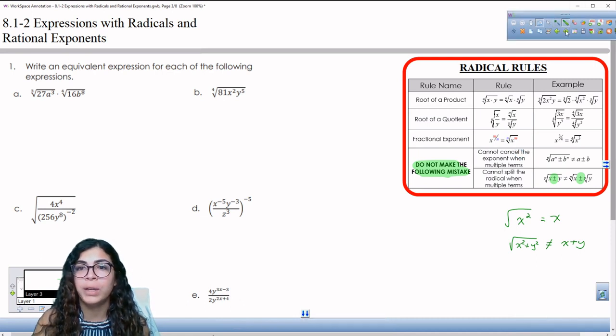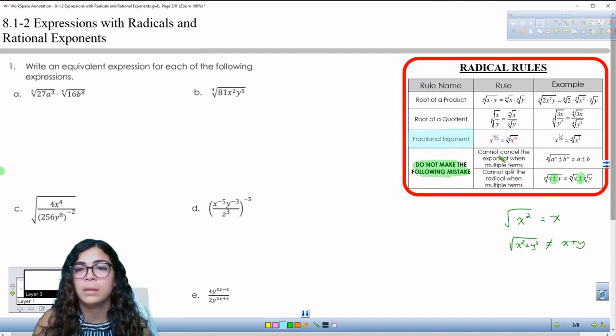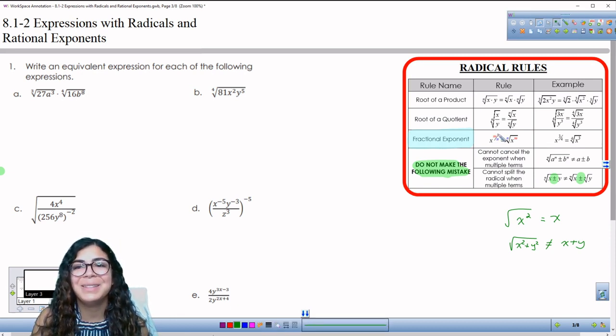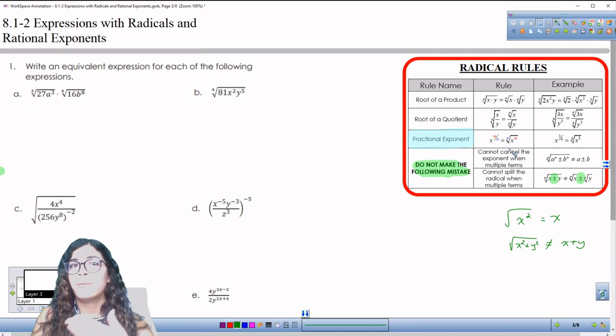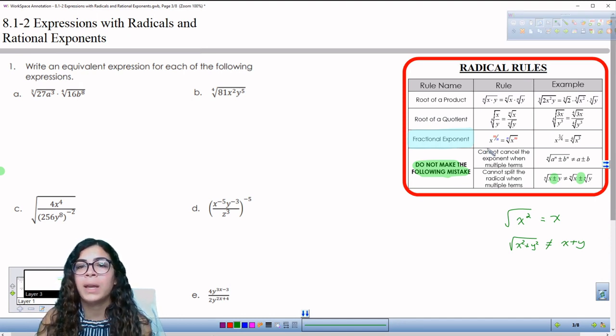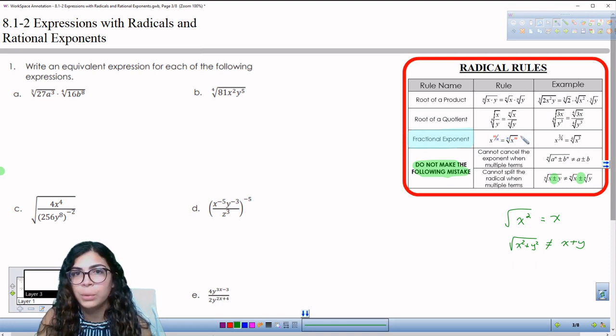So the one rule that is completely new to us in this radical rule table is the fractional exponent. And this is the one that this lesson really covers. So we have x to the power of m divided by n. That's when you have an exponent that is rational, which is another fancy way to say fraction, right? When you have an exponent that is a fraction. Now what happens? The denominator of that fractional power is actually the root.